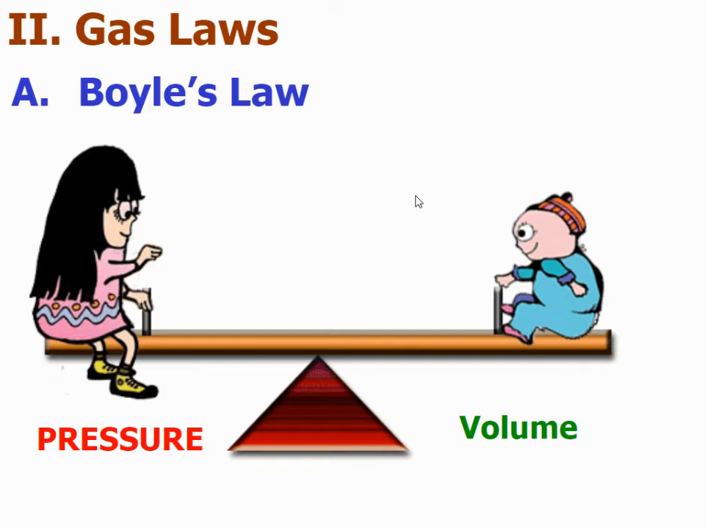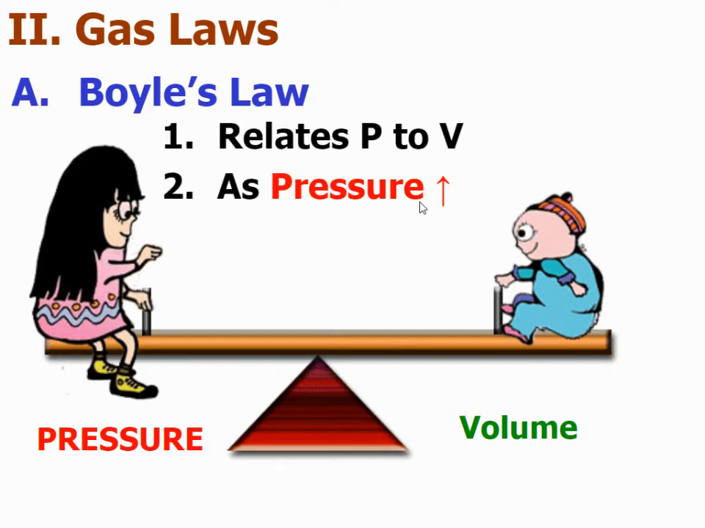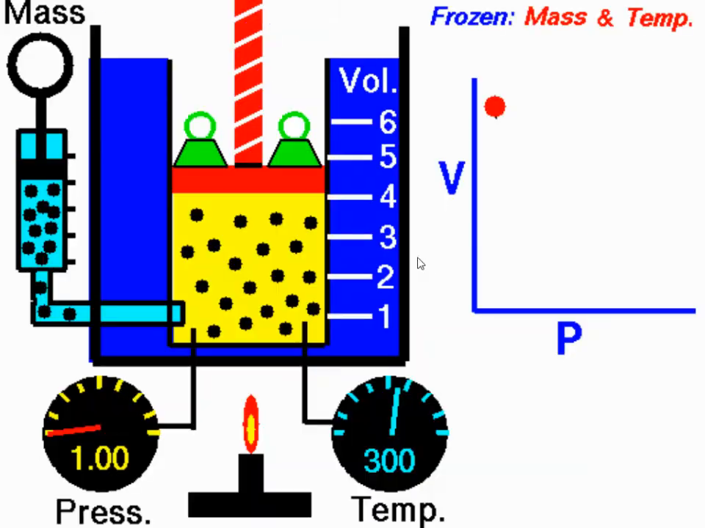So Boyle's law is our first one. This relates to pressure and volume. As pressure goes up, your volume is going to decrease. If we have a higher volume, we're going to have a lower pressure. That's why we use our line charts. Remember, we use our line graphs in science.